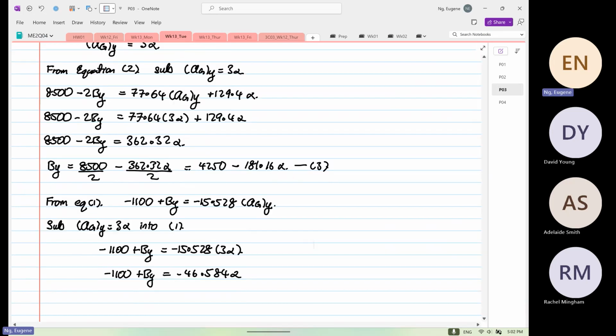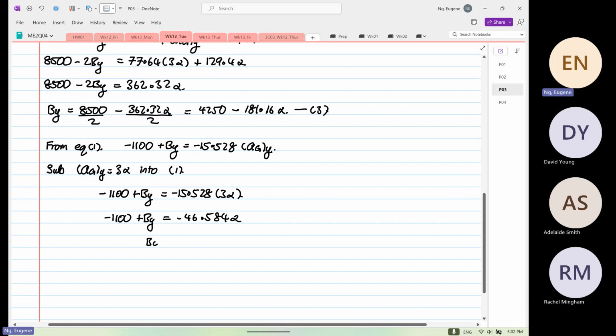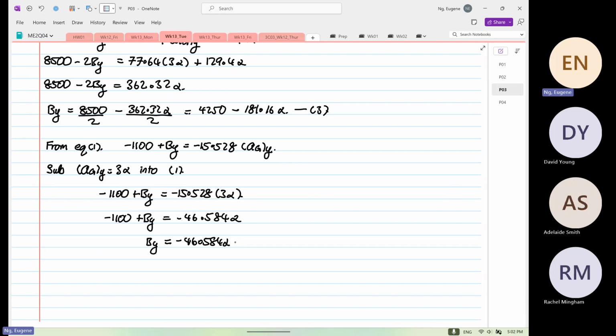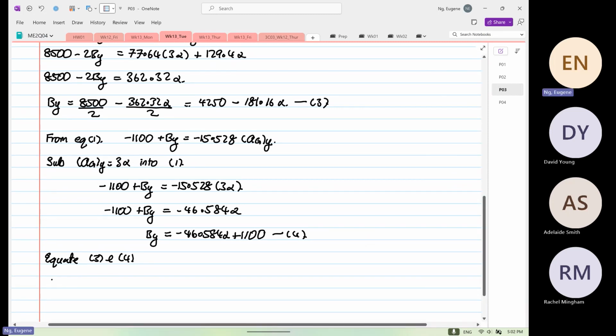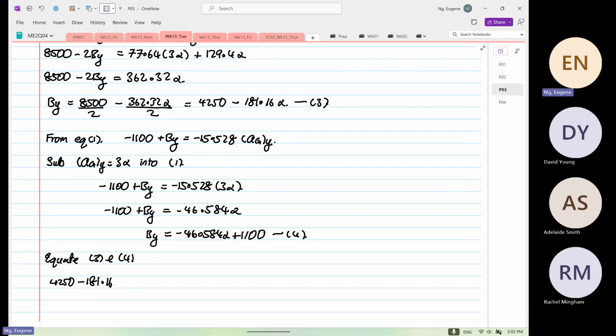584 alpha. So from here, By is equal to minus 46.584 alpha plus 1100. Okay, so this is equation number 4. So we can equate 3 and 4, right? So you have 4250 minus 181.16 alpha, and this is equal to minus 46.584 alpha plus 1100.